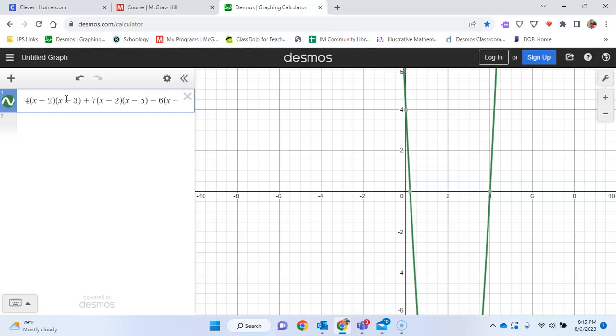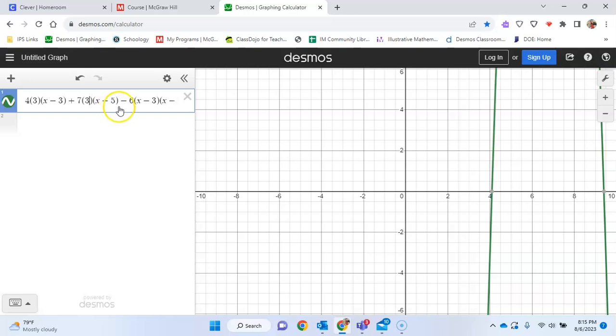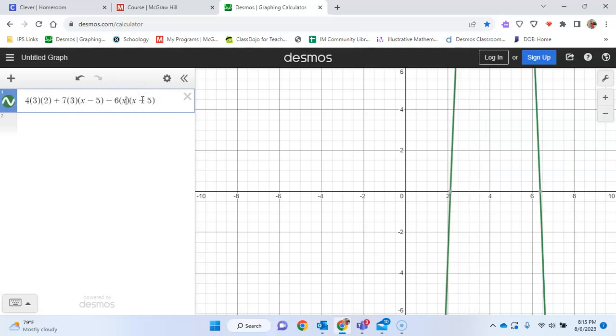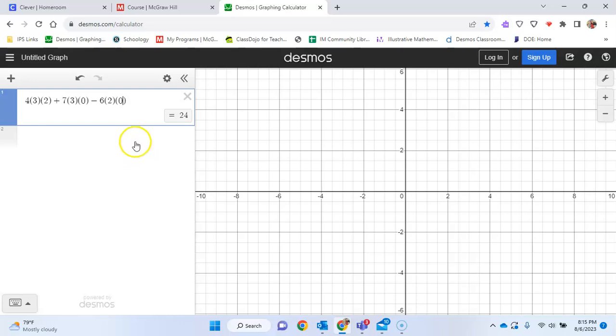5 minus 2 is 3. Again, 5 minus 2 is 3. This would be 5 minus 3, that would be 2. 5 minus 3, that would be 2. And these last two factors would be 5 minus 5, 0. You can see the answer is 24.